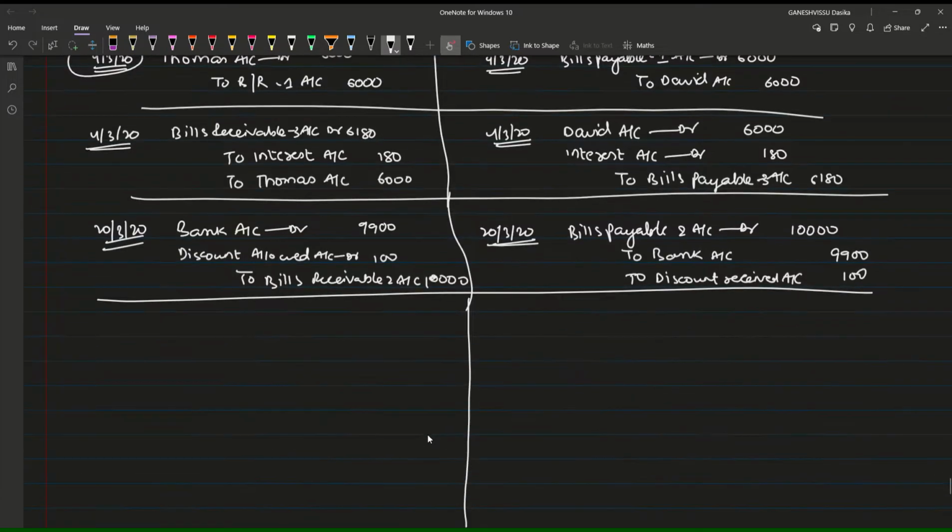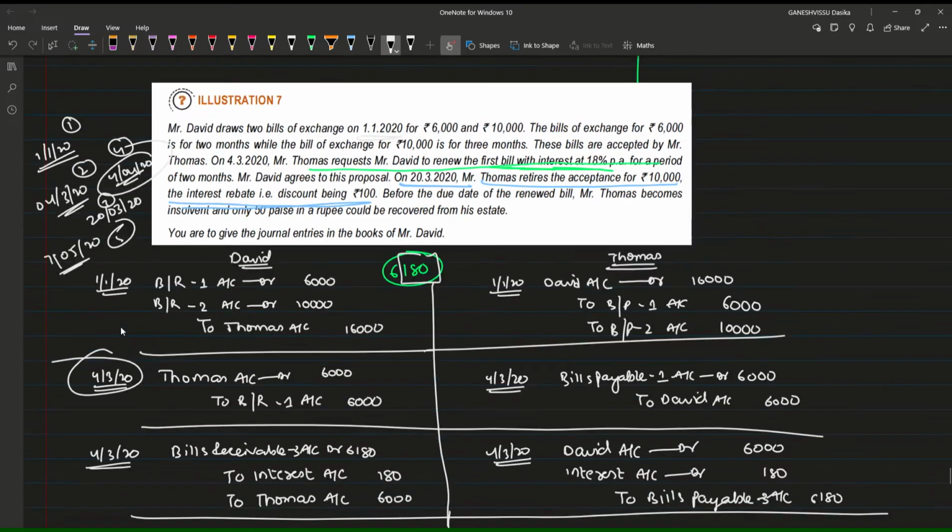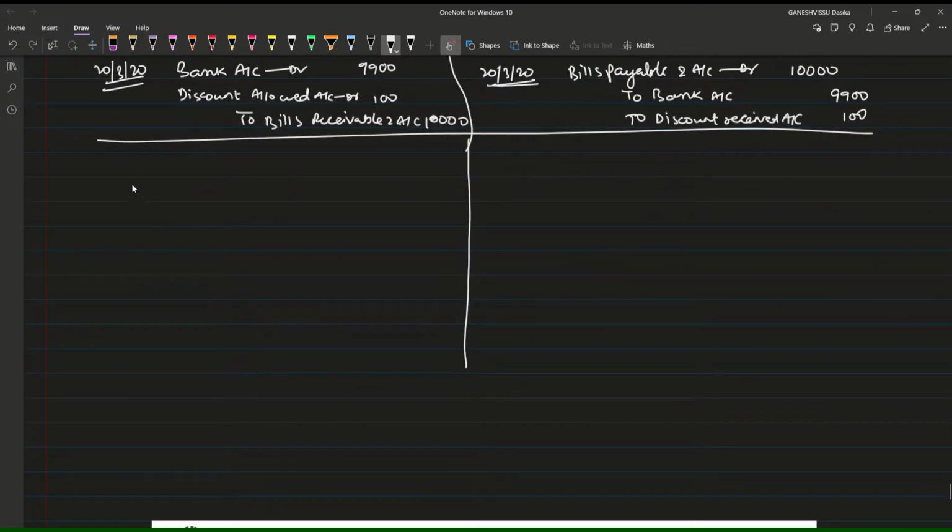What will David be recording? On which date? Let us assume on the due date only, that means on 7th May 2020. He will be writing the entry as Thomas account debtor to bills receivable 3 account, for 6,180, which is the total amount.